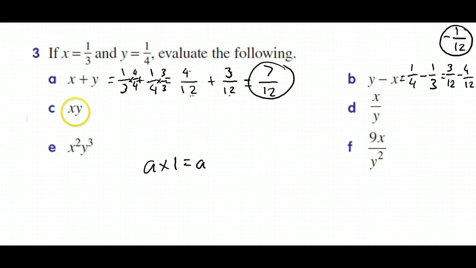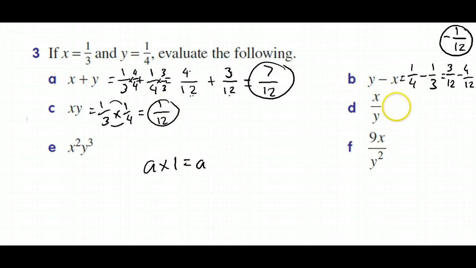So that's b. In c we've got x times y, so we've got 1/3 times 1/4. Now timesing fractions is a bit easier than adding them, in fact. All we've got to do is do the top times the top and the bottom times the bottom. 1 times 1 is 1, 3 times 4 is 12. Easy.